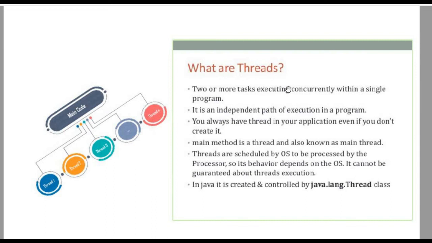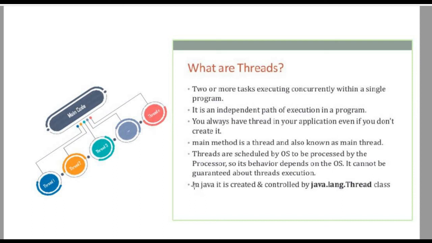Two or more tasks executing concurrently within a single program is the simplest concept of a thread. It has an independent path of execution in a program. You always have a thread in your application even if you don't create it. If you are not explicitly creating a thread, there is still a main thread, that is the main function, which is the single threaded program. So the main method is a thread, also known as the main thread.